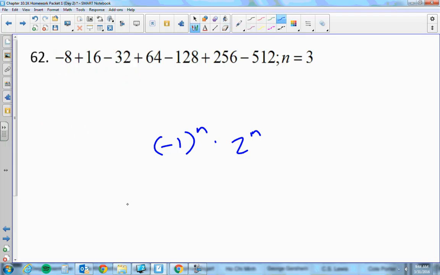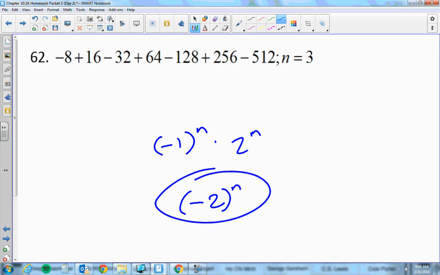Now, look, just for the record, what I put here, will that start with a negative like it's supposed to? You start with n equals 3, and negative 1 to the power of 3 is a negative. So, which means you can really just write this as negative 2 to the power of n. Okay?